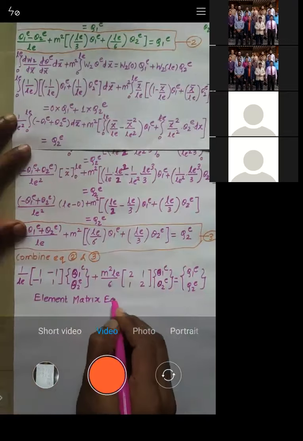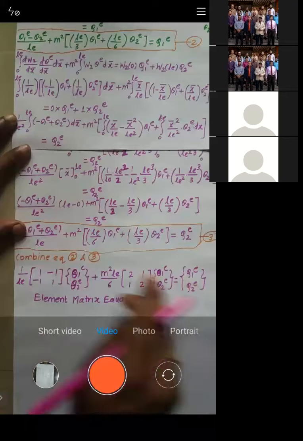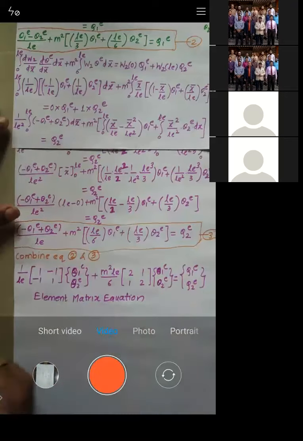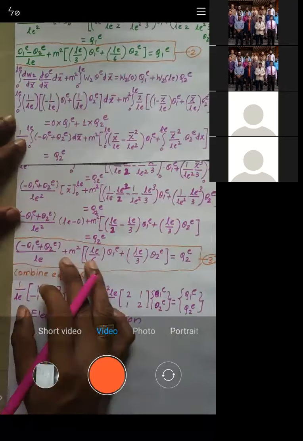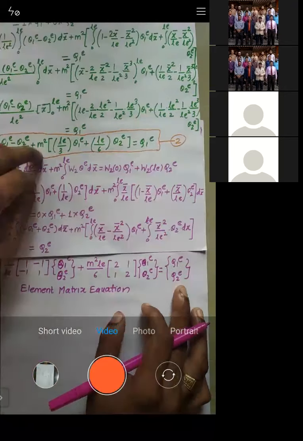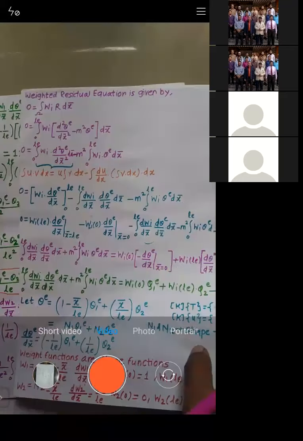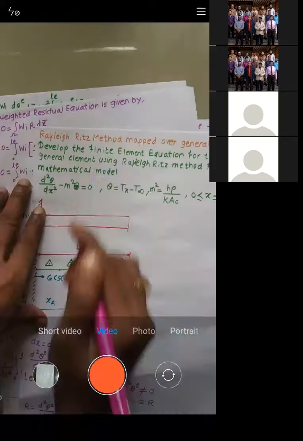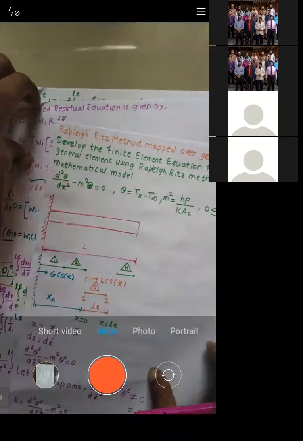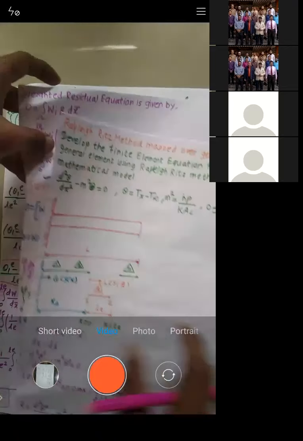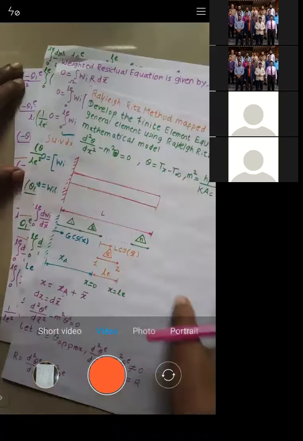In the first chapter, we directly used this. We did not know where it came from. Now you will understand where it came from. It came from solving the governing differential equation by using the Rayleigh-Ritz method. When you solve the governing differential equation by using the Rayleigh-Ritz method, we will end with the element matrix equation. Is it okay, all of you?